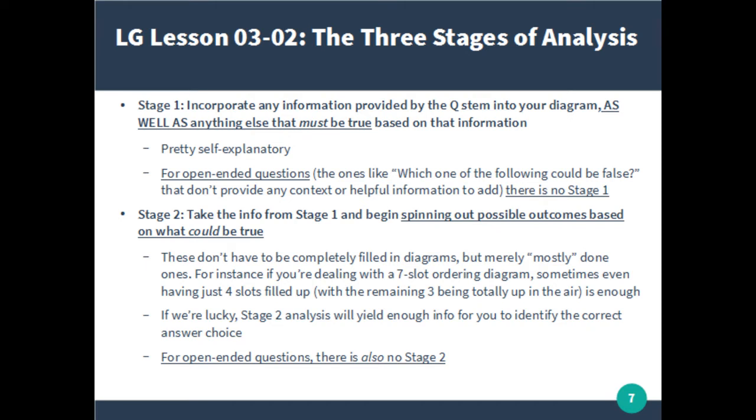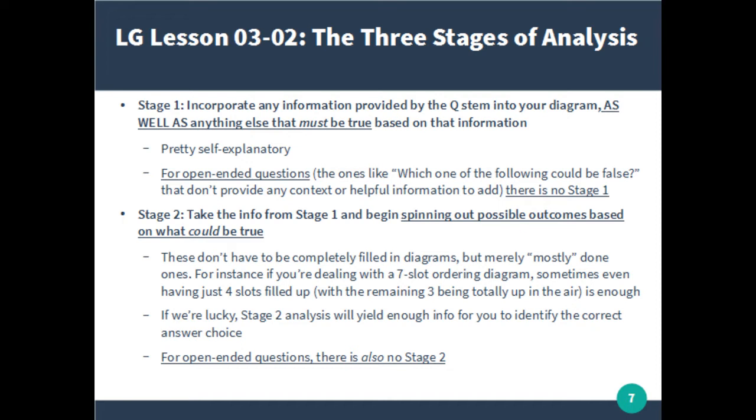Stage 1 is to incorporate any information provided by the stem into your diagram, as well as anything else that must be true based on that information. I would say that this is mostly self-explanatory, so if a question stem says put something in slot 7, you do that in stage 1, and then immediately after that you check to see if there's any mandatory outcome of that information, and that's pretty much all of stage 1.